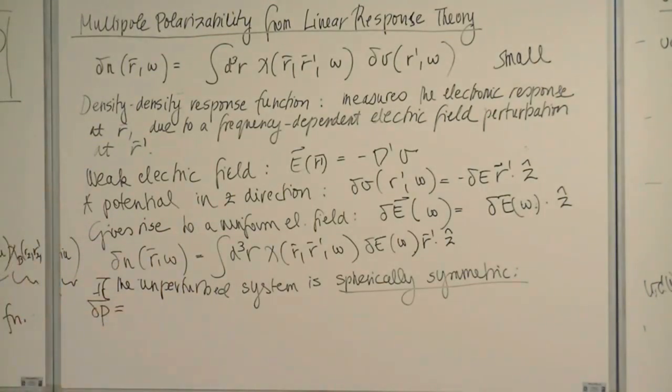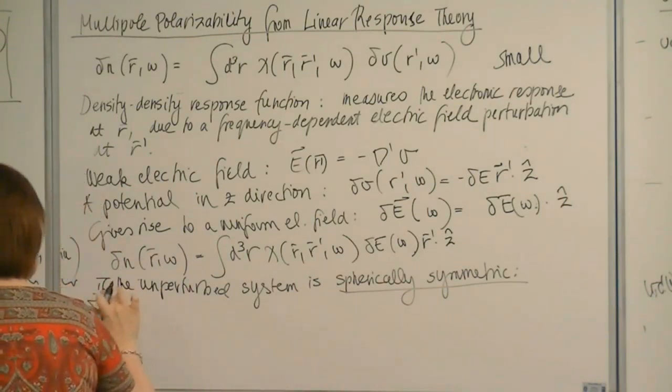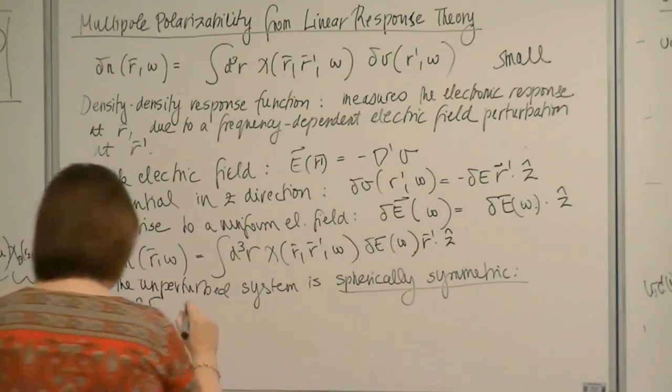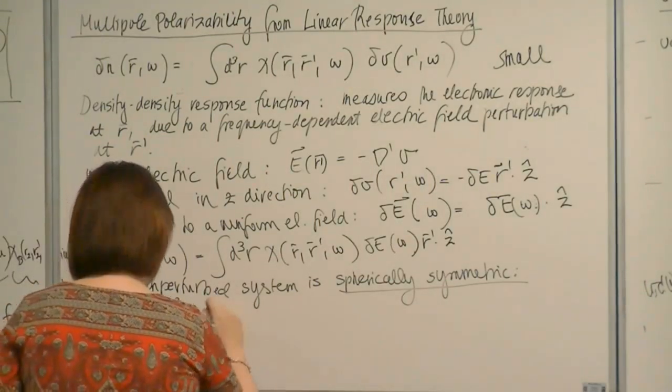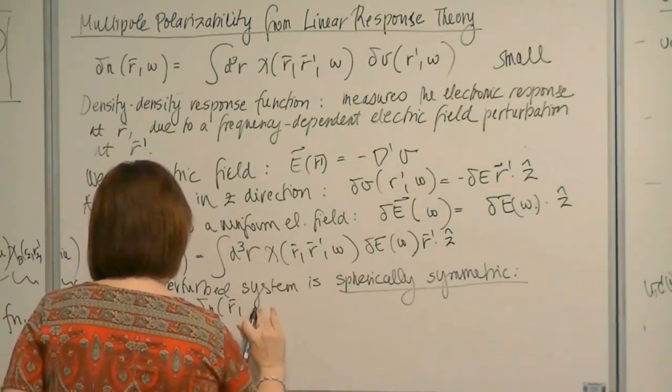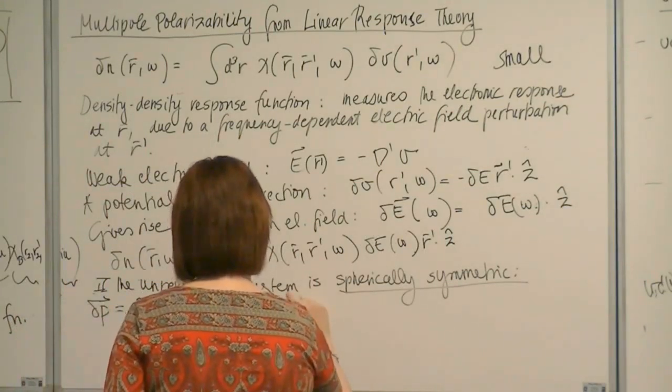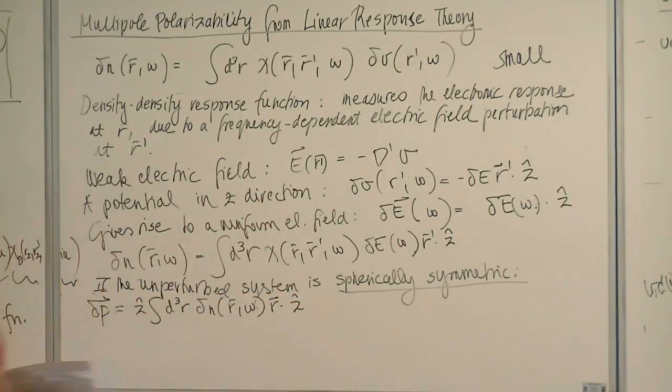Then we will have a dipole moment, right? Everybody can recall the definition of the dipole moment. So that's a vector, right? Okay, so that is the definition of the dipole moment in the z direction. Now we have almost everything, just put them together to get the polarizability.